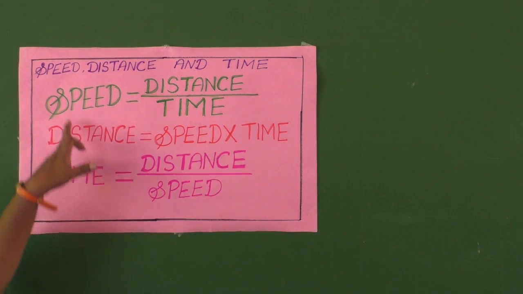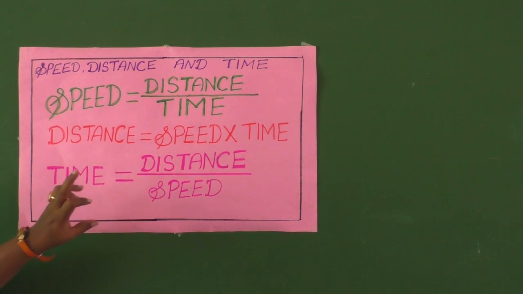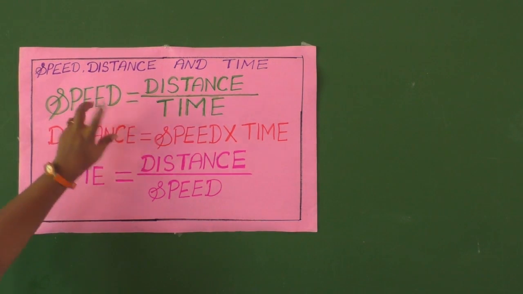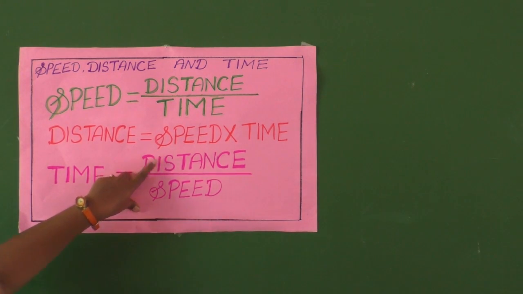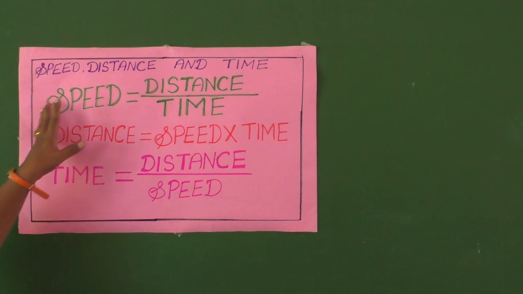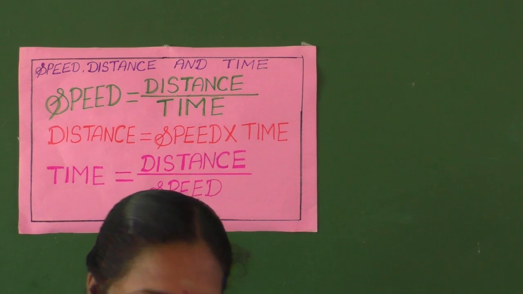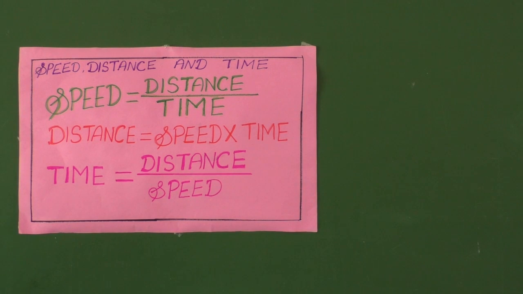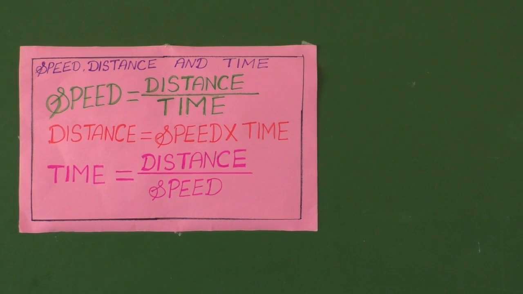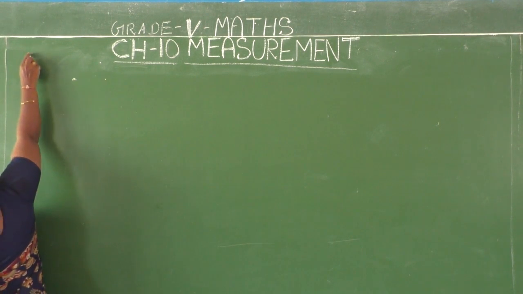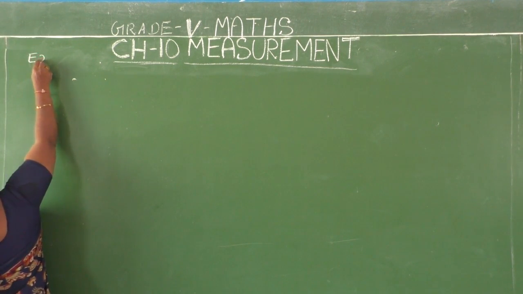More or less the speed and time formulas are similar. For speed we are dividing distance by time, and for time we are dividing distance by speed. These three formulas only we are going to use in this exercise 10.5. Okay, let's go to exercise 10.5 now.